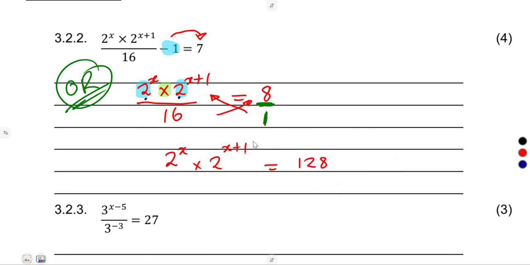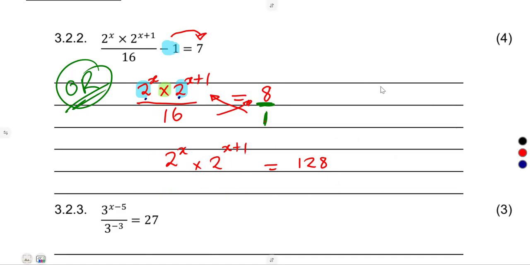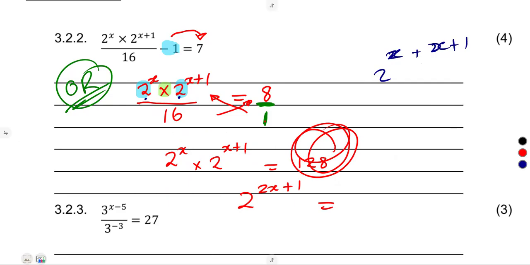We are back here on the left-hand side. Same bases under a multiplication, so you're going to add your exponents. We already added these exponents and we got 2 to the exponent of 2x plus 1 equal to 128. Can this be written in the base of 2? We can even try our calculator. That's 2 to the exponent of 7. If you know your number bases, you know that 2 times 2, 7 times.